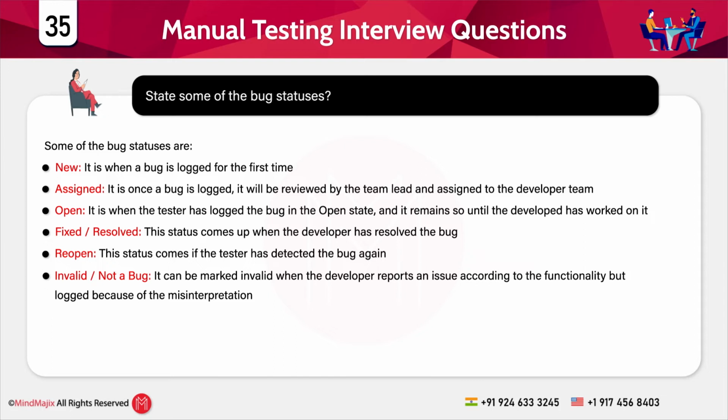Okay, so once the bug has been fixed or resolved, it will be assigned the status fixed. Now if you talk about reopen, this status comes if the tester has detected the bug again. And the last point over here is invalid or not a bug. A bug can be marked invalid when the developer reports an issue according to the functionality, but it was logged because of misinterpretation. Okay, so these are a few of the statuses that are related to the bug.